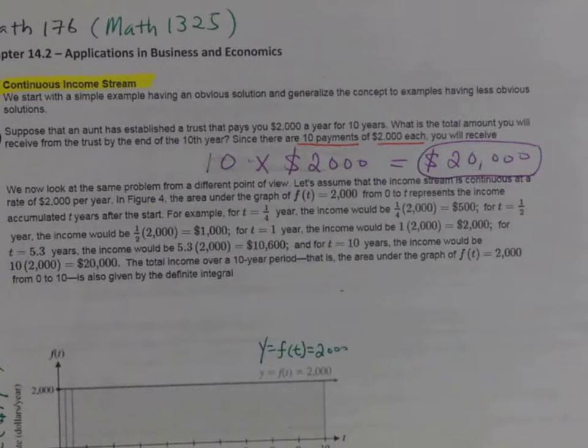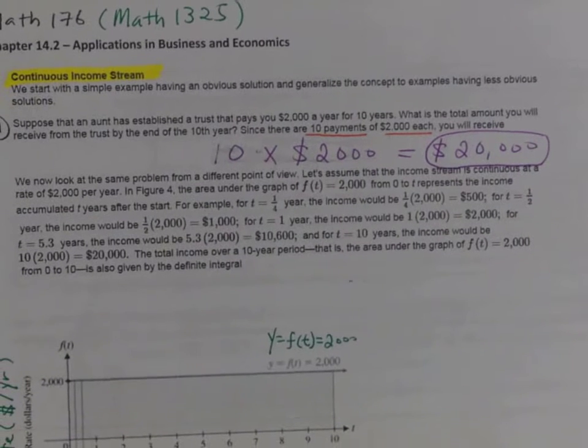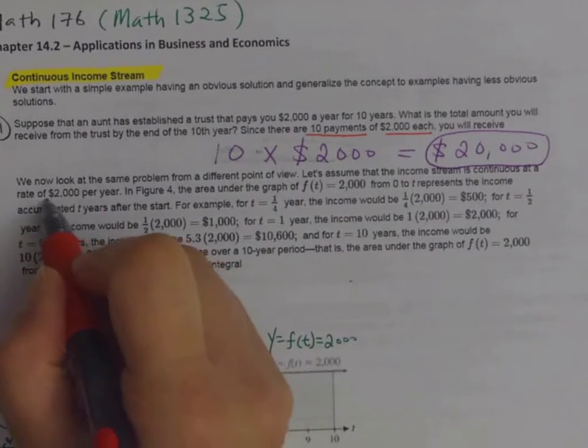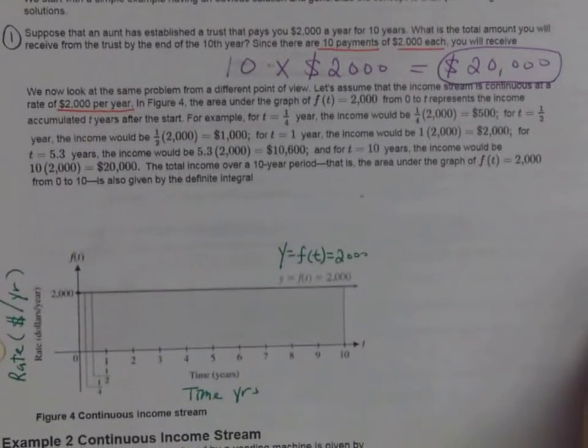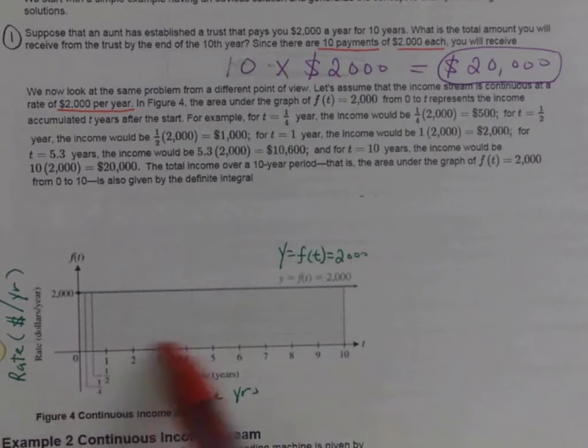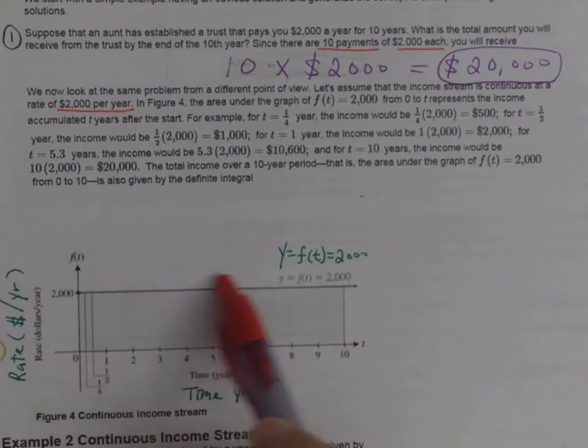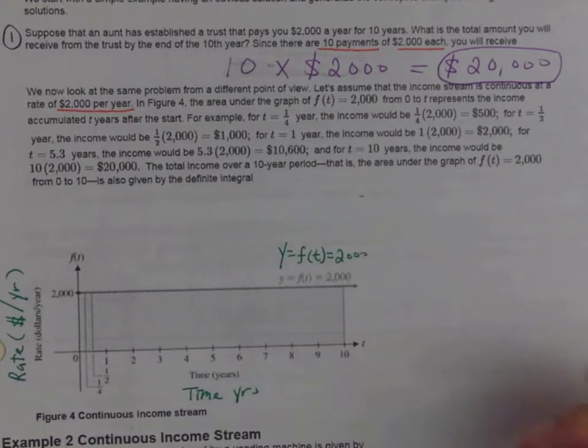Now we try to look at the same problem from a different point of view. Let's assume that the income stream is continuous at the rate of $2,000 per year. We're looking at this as the rate. If you look at the picture, I know it's not very clear, but I will provide you with this file online. It shows that as time goes, your income is maintained at a constant level, which is $2,000 per year.